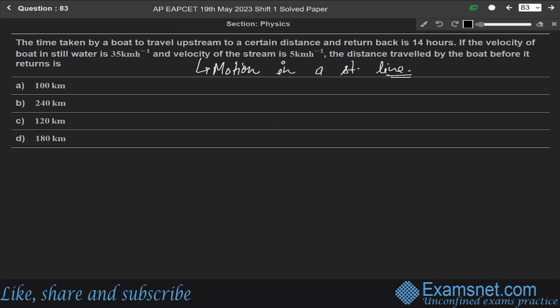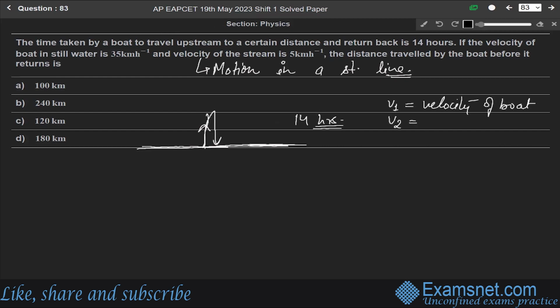According to this question, let us say this is a stream or river, and the boat travels upstream a certain distance and returns back. The time taken by it is 14 hours. So let v1 be the velocity of the boat, and let us say v2 is the velocity of the river.